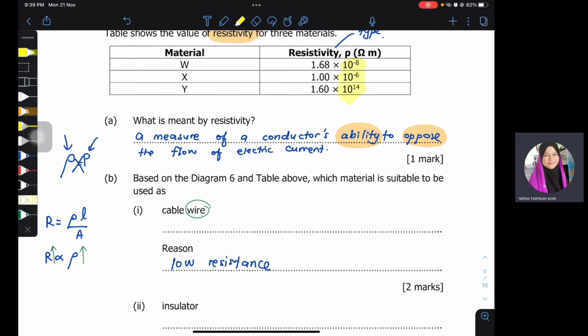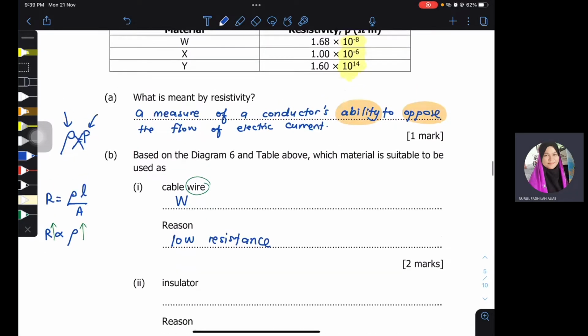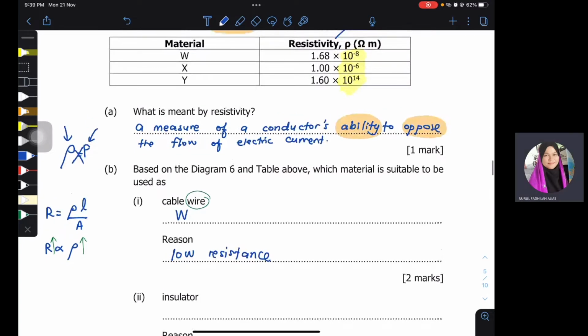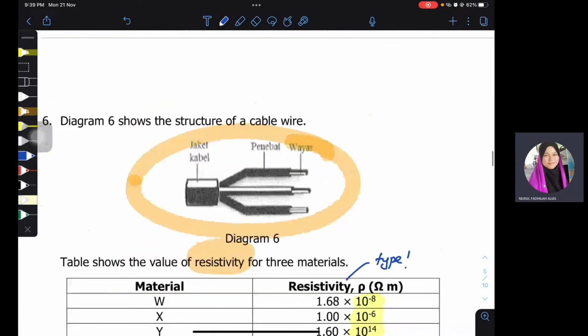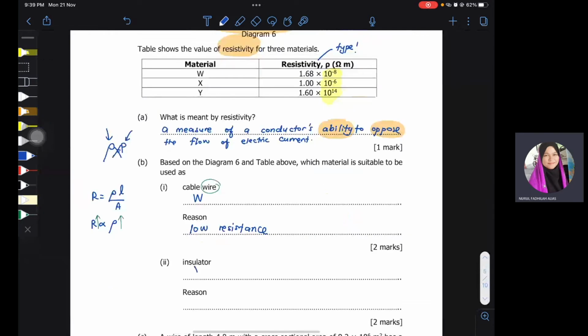The highest is Y because it's +14. That's very large. So kita nak W, okay, because it's low resistance. And then insulator. What is the meaning of insulator? Insulator tu yang penebat. Of course lah bila kita pegang kita tak nak panas, so that dia tak membahayakan kan. Okay, jadi kita nak Y.